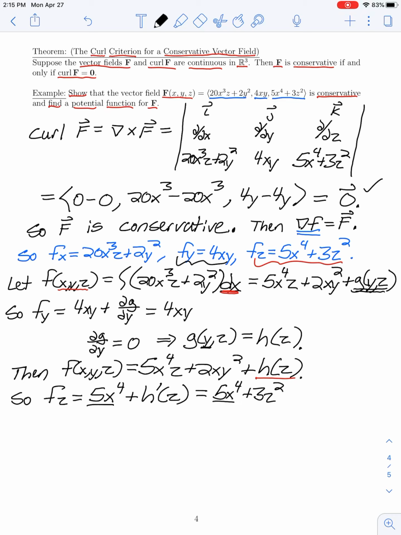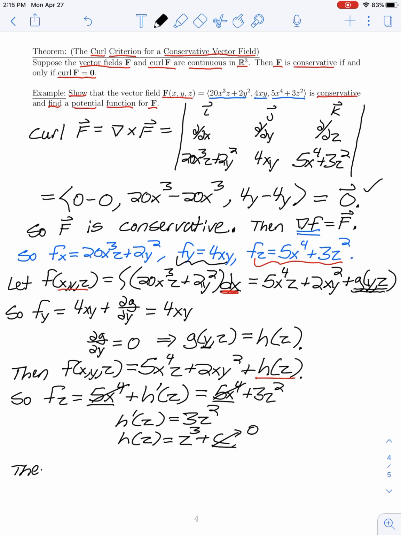So we see we can cancel the 5x to the 4th term on both sides, and we're left with h prime of z is equal to 3z squared. So h of z is then equal to z cubed plus some arbitrary constant c. Now, as we did in section 6.3, if there are no other restrictions given in the problem, we're free to choose this arbitrary constant c to be any constant that we want. So we could choose the easiest choice where we make that constant equal to 0.